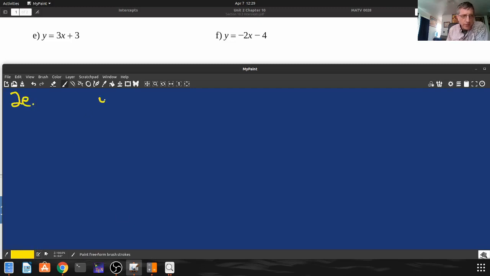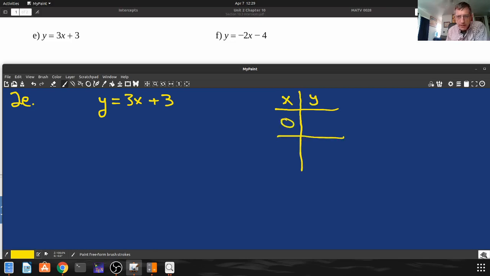So I'm given y is equal to 3x plus 3. So again, you all should try to do this on your own. You should be pausing this video right now and trying it. That's the best way to do it. Kitty corner zeros. First one, y-intercept. Second one, x-intercept. So the first one, I'm going to set x equal to 0.